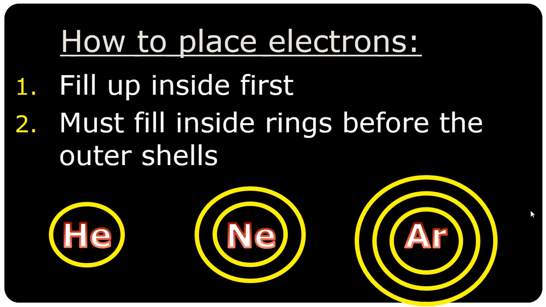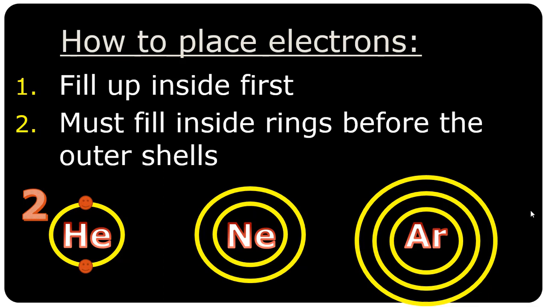For example, if you find helium on your periodic table, it's at the top and all the way to the right, and when you check out helium, the atomic number is 2. So that tells me I should have 2 electrons on helium. Because 2 electrons can fit on that first shell, I only need 1 shell for helium, and I would put 2 electrons on helium.